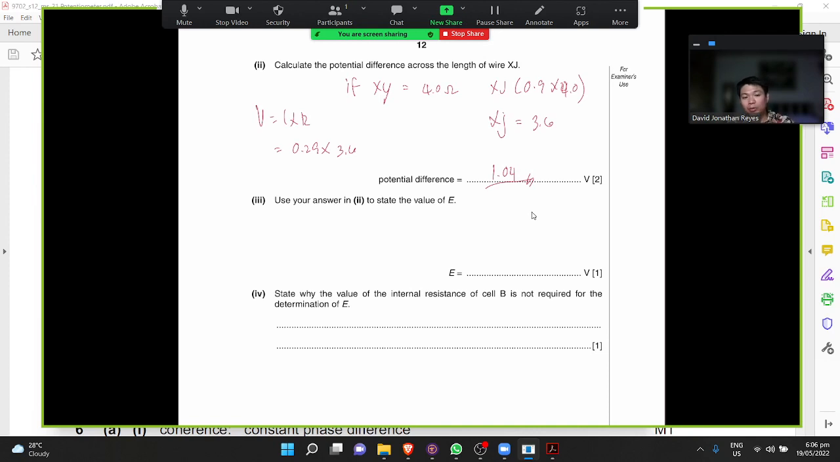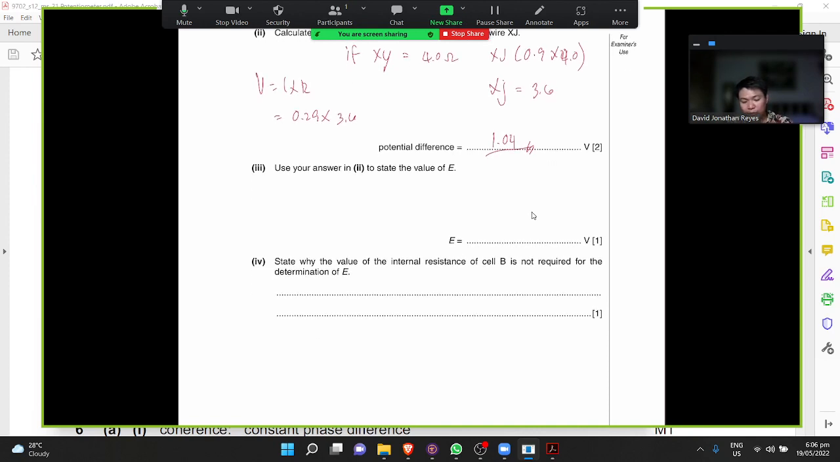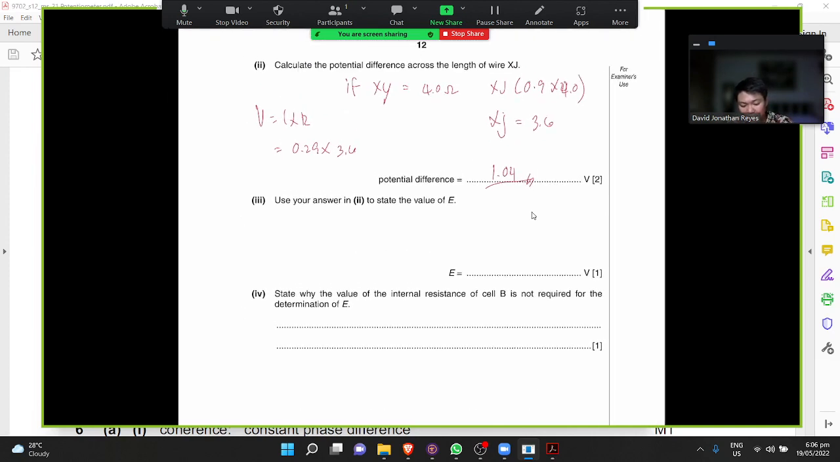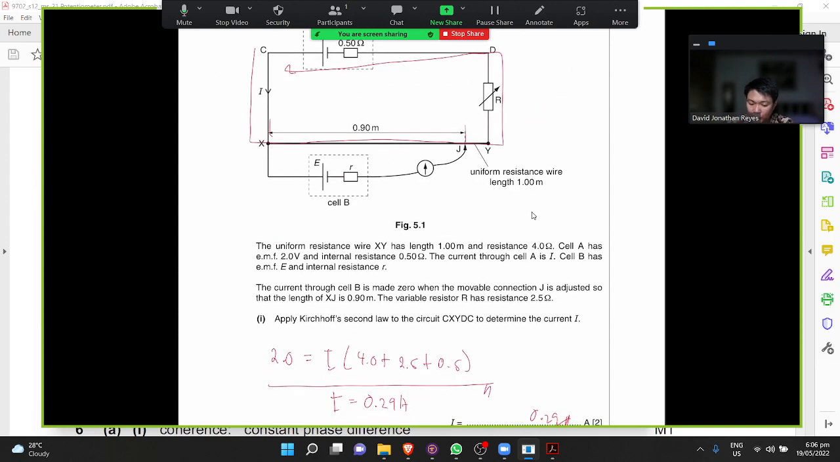Now you want to find the value of E using your answer in part 2. The answer should be the same as in part 2, so that's 1.04. Why is that so? It states here that if point J is at a position of 0.90, the galvanometer doesn't have any reading. That means the value of cell B is equal to the potential difference across this area.